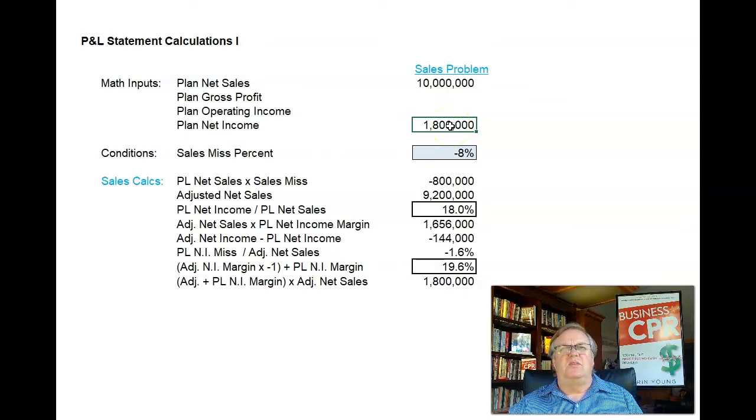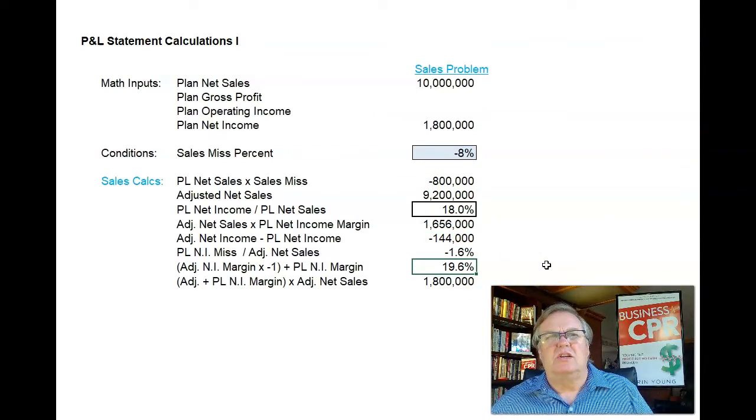So for me to be able to do that, because of this sales hit, that means I need to increase my operating margin such that I'm spending at least 1.6% less, or I've got roughly a 20% net income margin so that I can generate my 1.8 million in bottom line profit. That's how you overcome a sales miss. You overcome a sales miss by reducing costs faster than sales are going down.